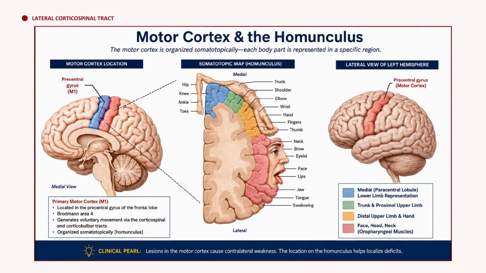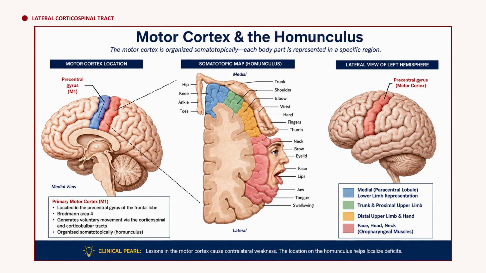Let's make the homunculus concrete. On the left is the primary motor cortex, the precentral gyrus, Brodmann area 4, in medial and lateral views. In the center is the somatotopic map, and notice two things that do real clinical work. First, the sequence. The lower limb and foot sit on the medial surface, curling into the interhemispheric fissure, while trunk, upper limb, hand, and finally face and tongue march down the lateral convexity. Second, the distortion. The hand and face command a wildly disproportionate share of cortex because fine fractionated control is expensive.